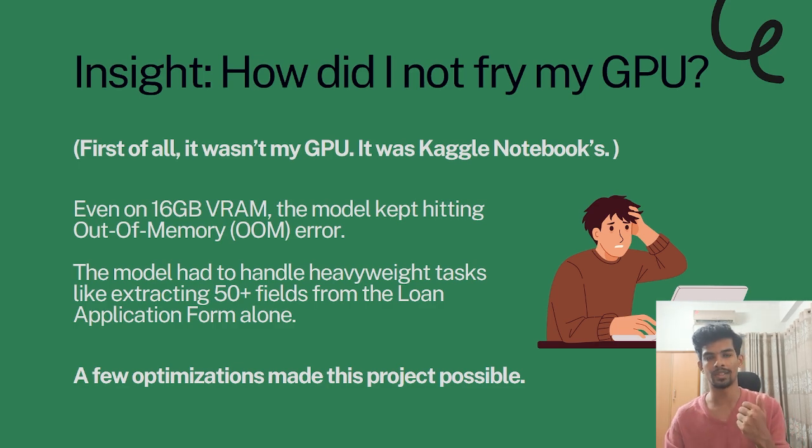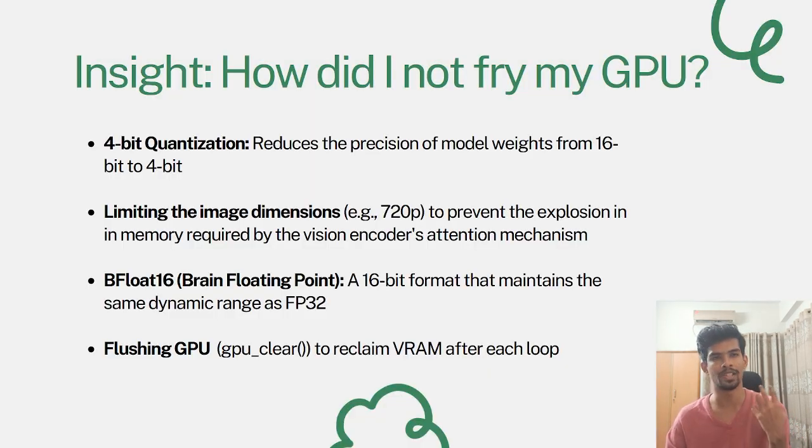So the first thing I did was 4-bit quantization instead of the usual 8-bit. Secondly, I set a ceiling on the image dimensions, which was 720 pixels. Number three, I went for bfloat16 instead of the usual 32 floating points. The only difference is that fewer decimal points are kept in bfloat16. And number four, I kept flushing the GPU VRAM after every loop to ensure that there's more space for the GPU to work with. Otherwise, this code wouldn't have been possible in the first place.